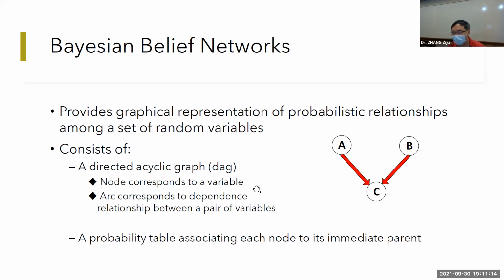So A is a variable, B is another variable, C is also a variable. And in this network, besides the nodes, we also have arcs, or sometimes we call them links. Those links correspond to dependence relationships between a pair of variables. From A to C, from B to C, and so on. So it has an arrow, from one variable pointing to another.